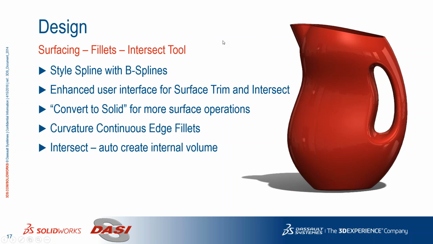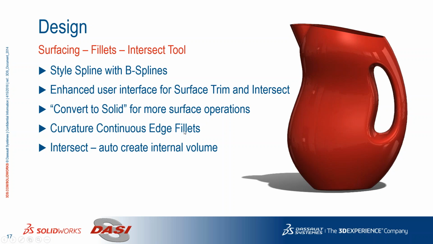So we started this part by using the new capabilities in our style spline and using B-spline inputs for improved curvature and smoothness along those really drastic changes. The trim tool has been enhanced so that it now has additional functionality with the convert to solid built in, but it also has great preview capabilities when it comes to what you're keeping and what you're throwing away.